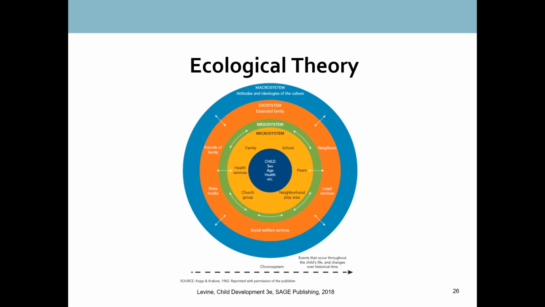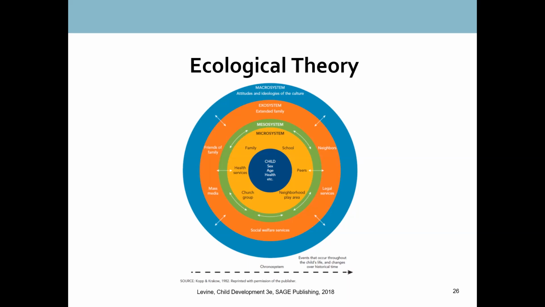this child's development. So let's begin with the microsystem, which is colored yellow. So it's the most immediate system that the child is involved in, where the child is an active participant in these systems. So the child's family is part of the microsystem, the school the child attends, their peer group, their neighborhood play area that the child goes to, the church group the child belongs to, the health services, particular health services and pediatrician that the child has, and/or doctor.